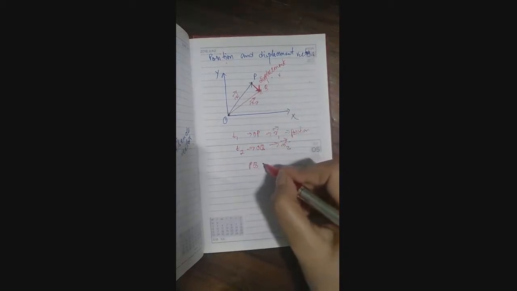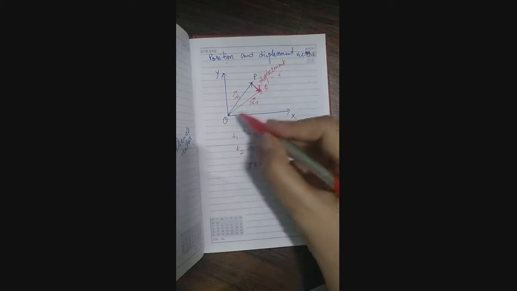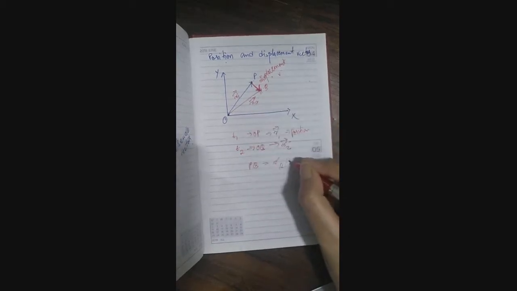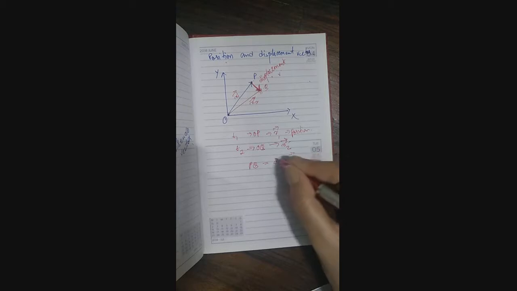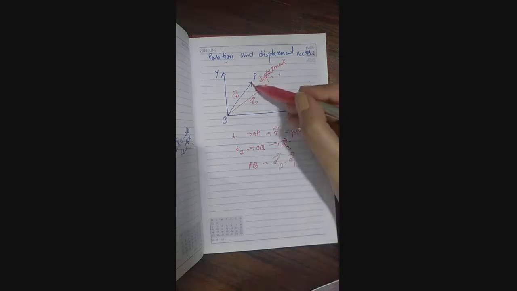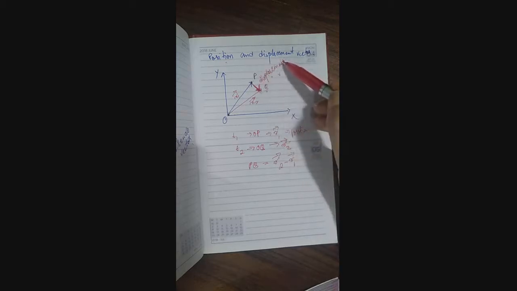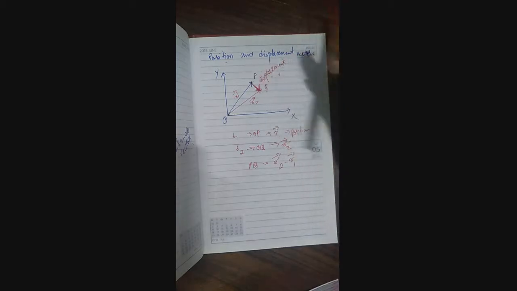So ultimately, what is PQ? PQ is vector R2 minus vector R1. The difference between two vectors is represented by a shorter vector over here directed from P to Q. This is position and displacement vectors. Now we'll also discuss the zero or null vector.